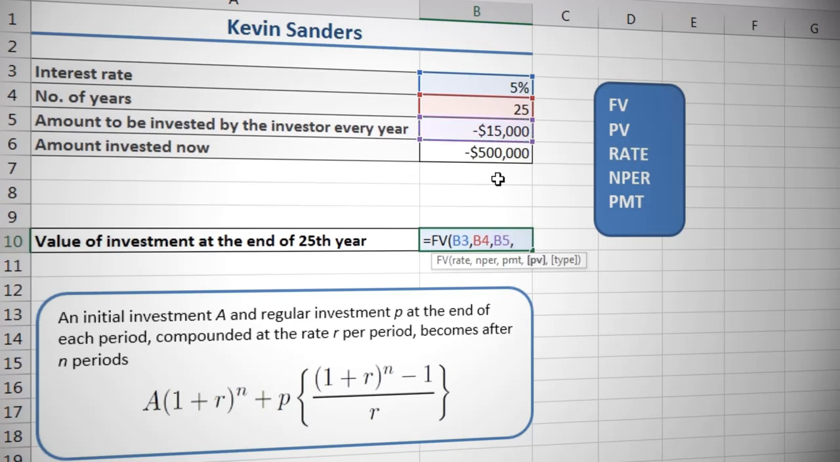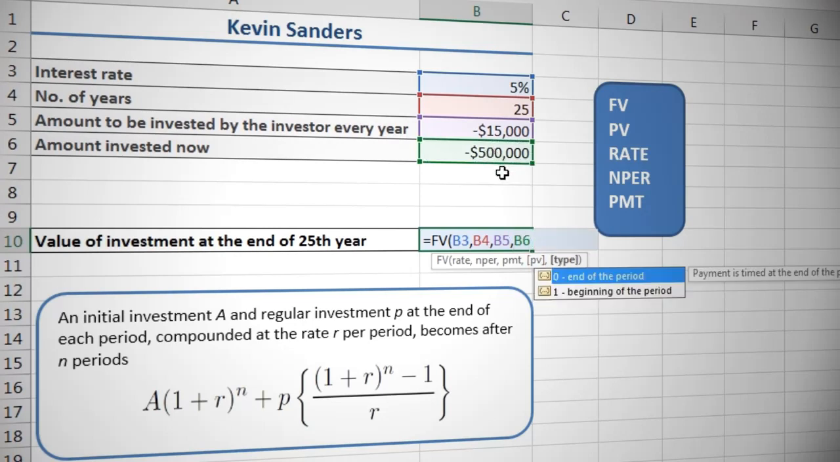If you leave it out, it assumes 0. But we have an amount, so we're going to click on the 500,000. And then finally, you actually have an option to choose where the payment is going to be made at the beginning or the end of the payment period. Usually we do it at the end, so that's the default.